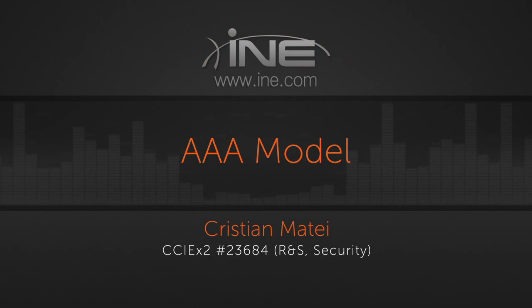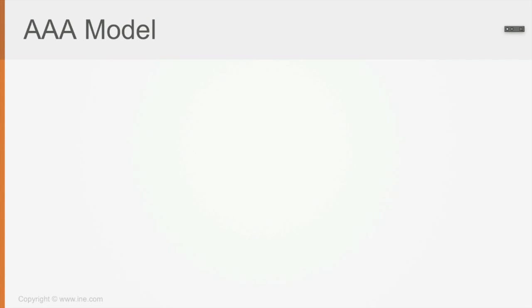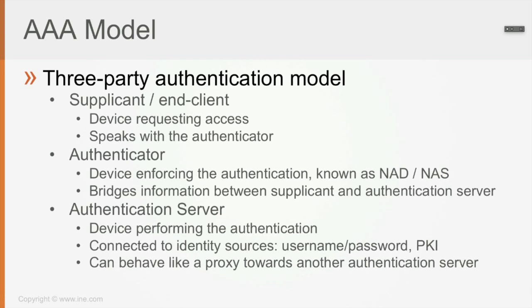Now the AAA model. In order to provide this model, we have to understand what the parties involved in this end-to-end communication are. It's always the same three parties. First of all, the supplicant or the end client. Basically, it's the device requesting access, which is going to be speaking with the authenticator.